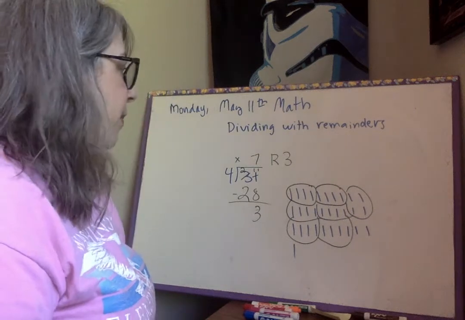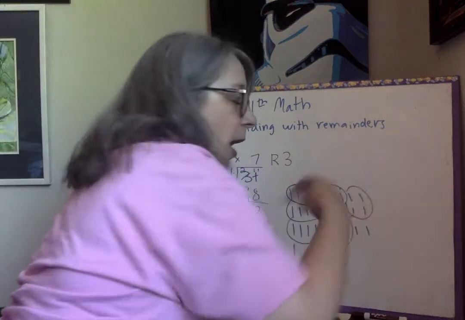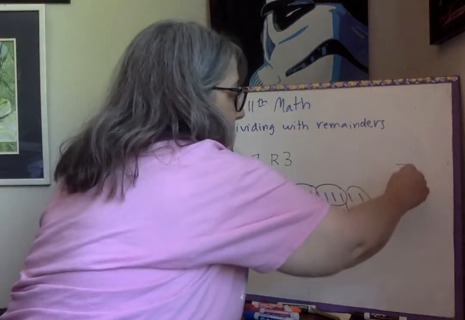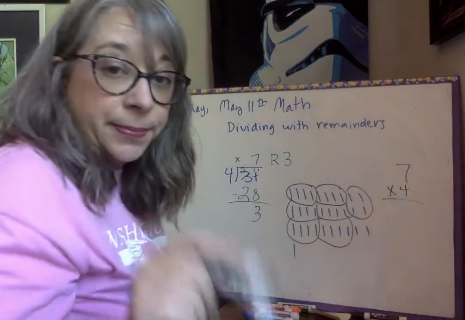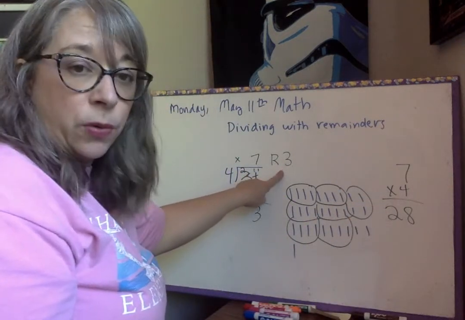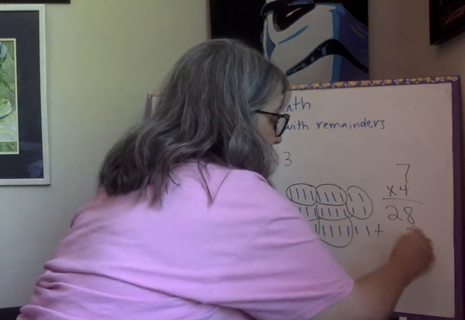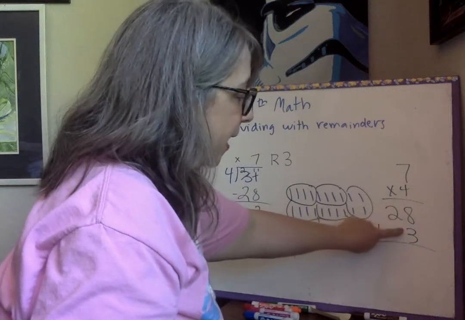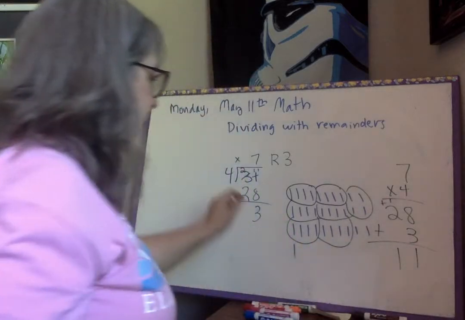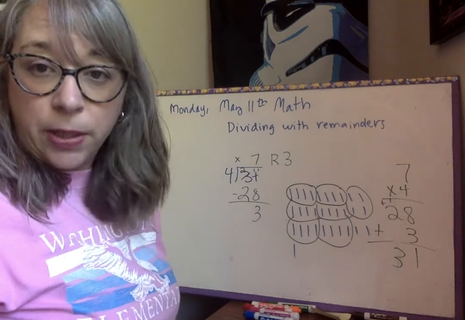I'm going to go ahead and show you how to check your work. The opposite of division is multiplication. So we're going to say 7 times 4. 7 times 4 is 28. And now we're going to add the remainder to your 28, 28 plus 3. So 28 plus 3 is 31. We are correct.